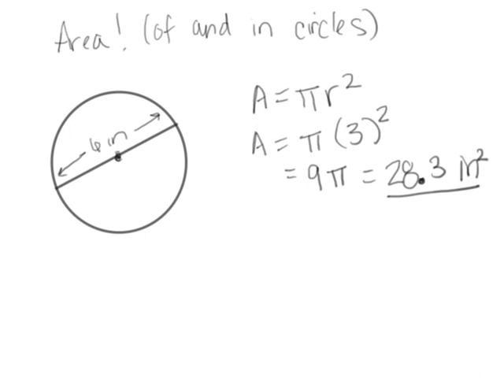Not so bad. That's basically saying, okay, if I could shade in this area right here, all of this in here, trying to stay in the lines, it would be 28.3 inches squared, or 9 pi inches squared, whichever way you want to look at it. All right, that's the area of a circle.